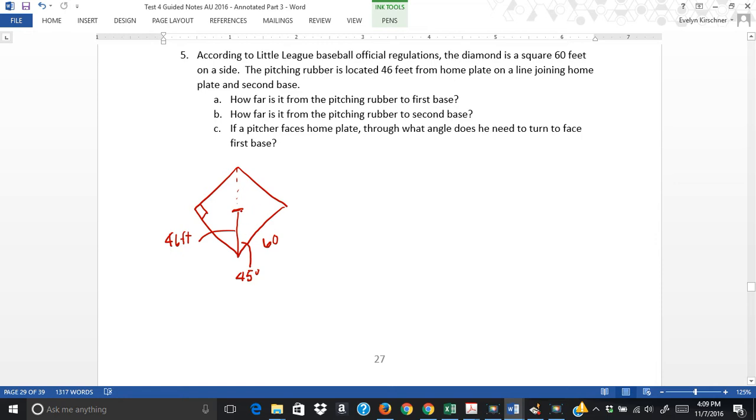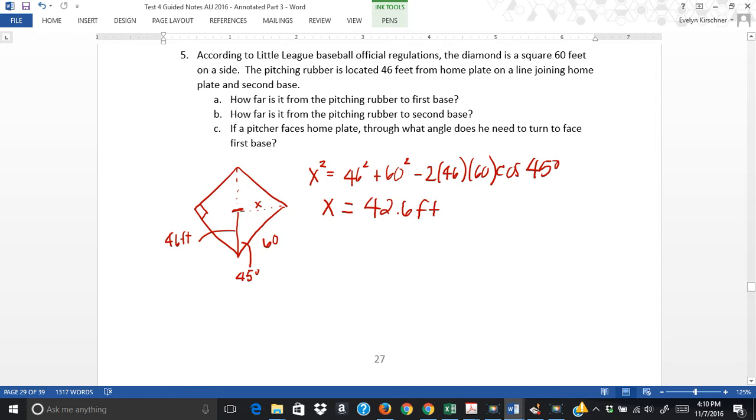Okay. So the first thing I want to know is what this distance is here, x. I want the distance from the pitching rubber to first base. So I can use the law of cosines, and I know that x squared is my two sides that I do know squared, this side and this side, minus 2 times a and b times the cosine of that 45 degrees, because the 45 degrees is opposite the x. So I put this all in my calculator, take the square root. I find that the distance is 42.6 feet to first base.